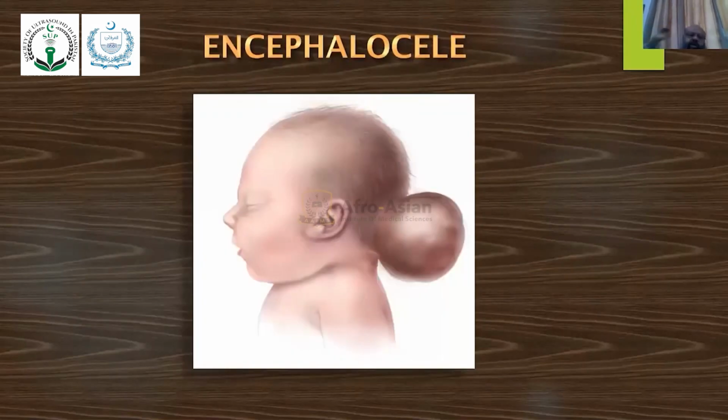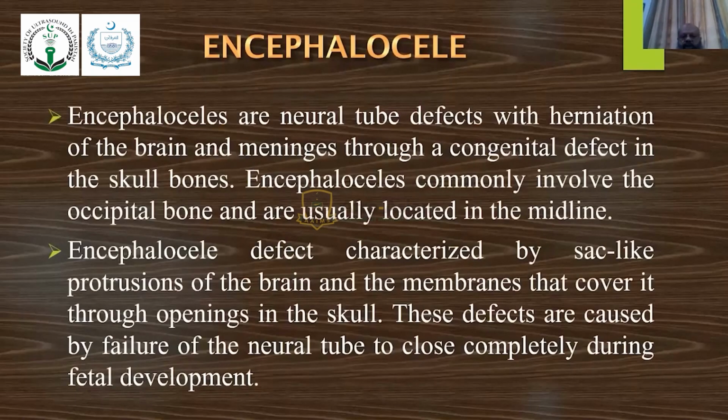Then comes the encephalocele, the third anomaly of the skull. Encephaloceles are neural tube defects with herniation of the brain and meninges through a congenital defect in the skull bones. They commonly involve the occipital bone and are usually located in the midline. It is characterized by sac-like protrusions of the brain and the membranes that cover it through an opening of the skull. These defects are caused by failure of the neural tube to close completely during fetal development.